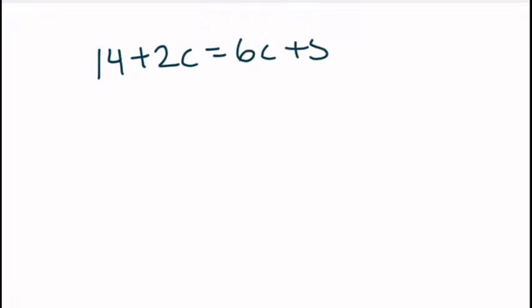Now we have 14 plus 2c equals 6c plus 5. So this time I'm going to be moving the numbers with the variables to the right instead of the left, because that way I can work with a positive number. So if you subtract 2c on both sides, you get 14 equals 6c minus 2c, which is 4c plus 5. And now I'm going to move the numerical values to the left, 14 minus 5.